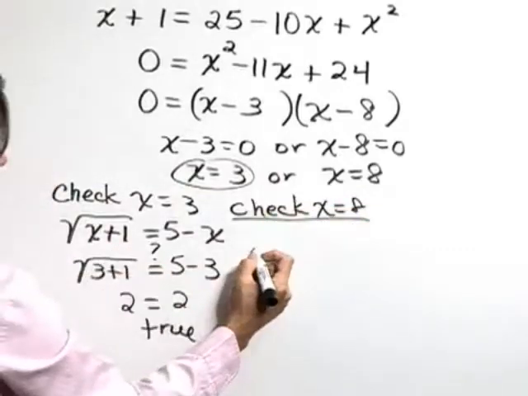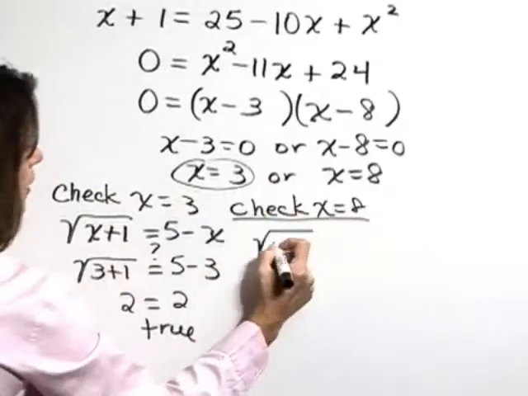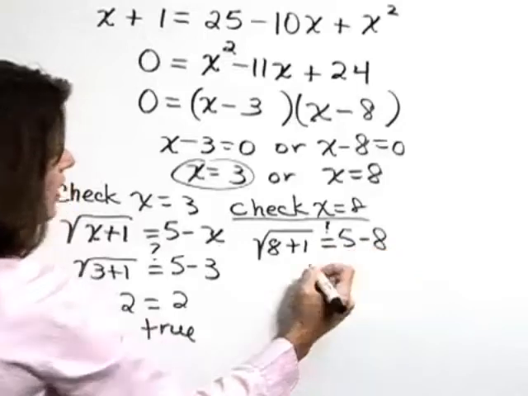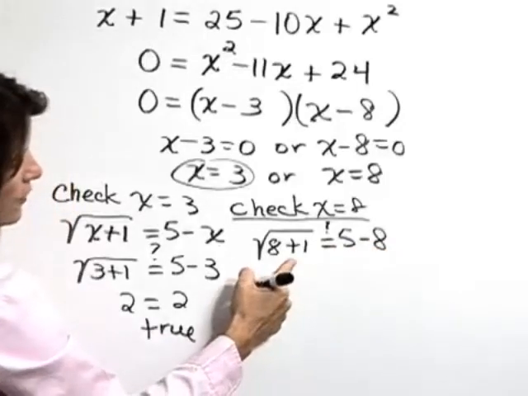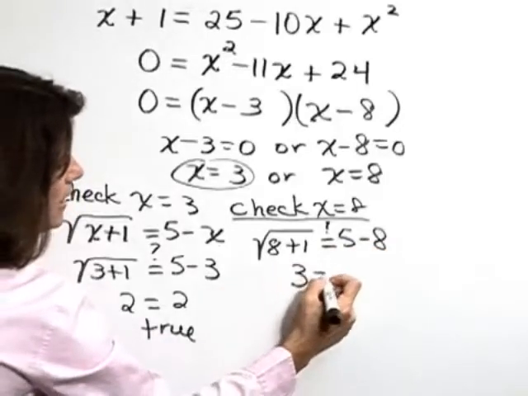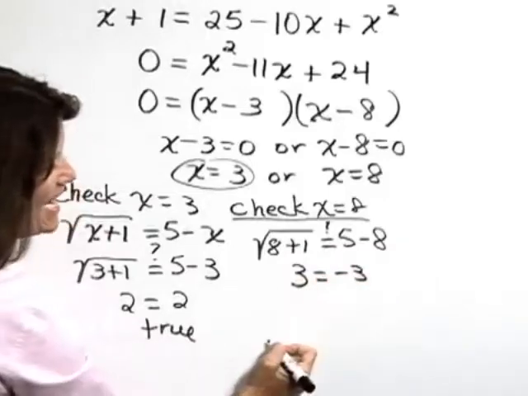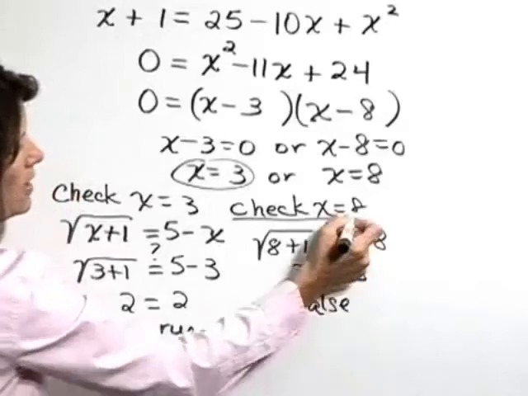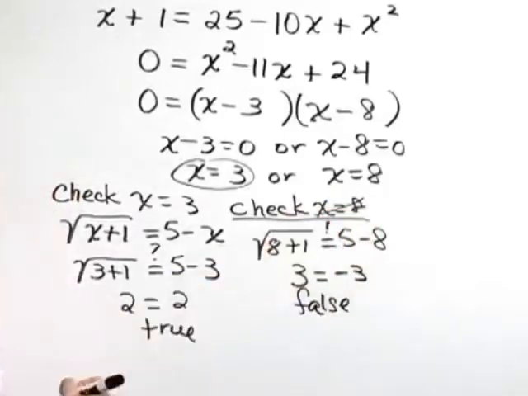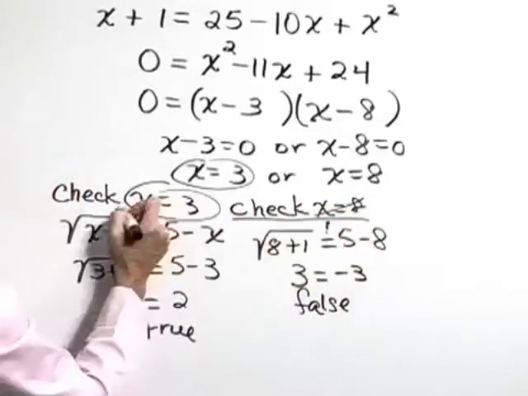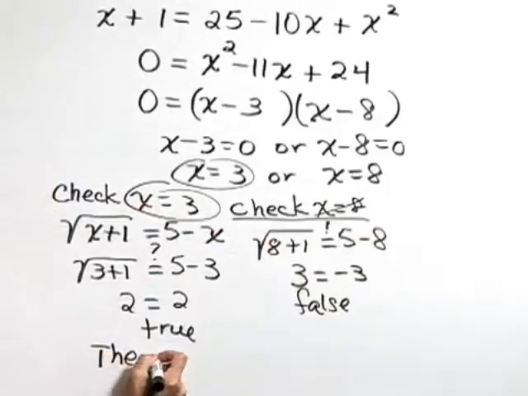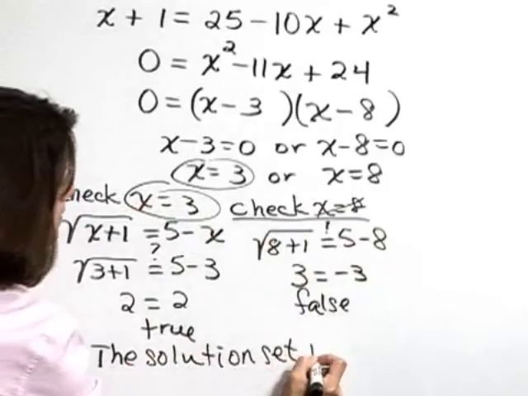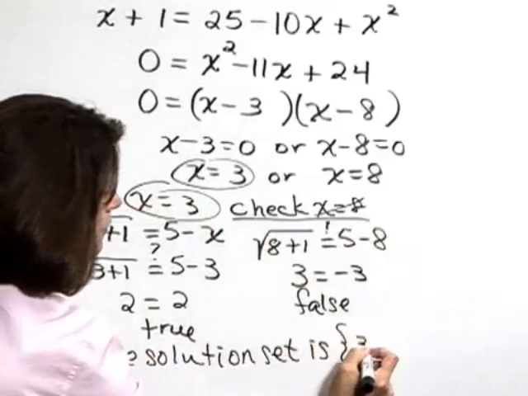Substituting into that original equation, is the square root of 8 plus 1 equal to 5 minus 8? In other words, is the square root of 9, 3, equal to a negative 3? No, that's false. There we have an extraneous solution. x equal 8 does not satisfy the original equation. We just have one solution. Let's summarize by saying the solution set is the number 3.